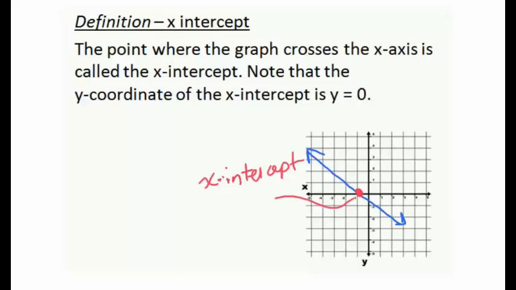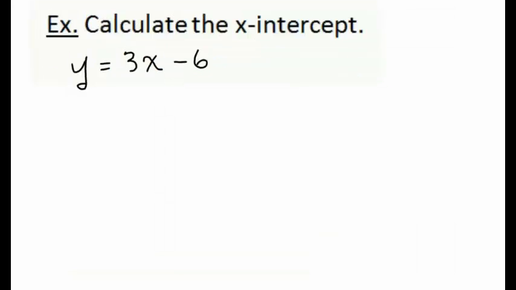x-axis. Notice here, if we were to describe this as an ordered pair, we would have some kind of movement to the left, but no movement up or down. So we might say that the y-coordinate of our x-intercept is y is equal to 0. So this gives us a strategy for when we're trying to calculate the x-intercept of a particular line.